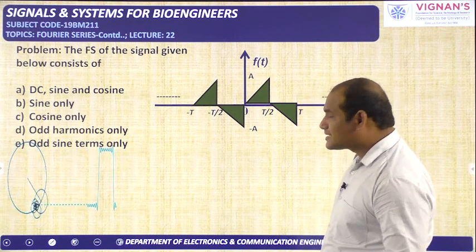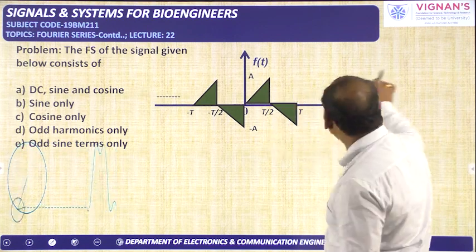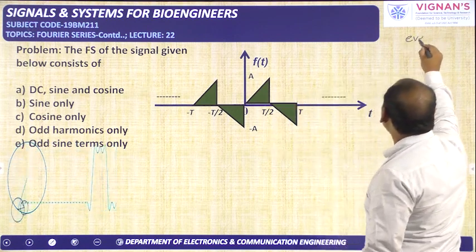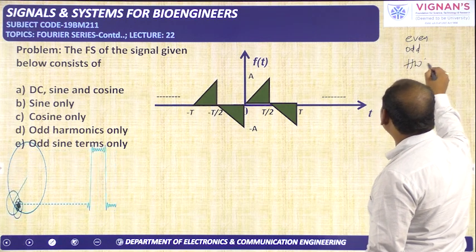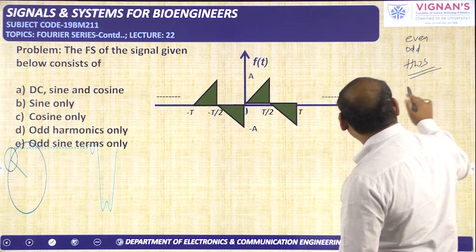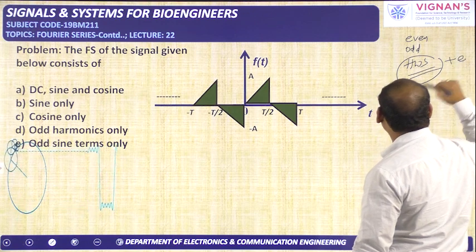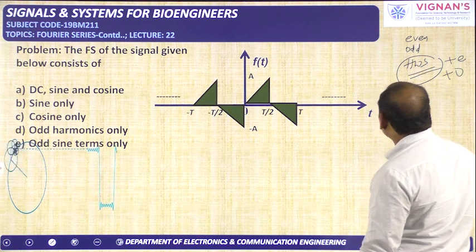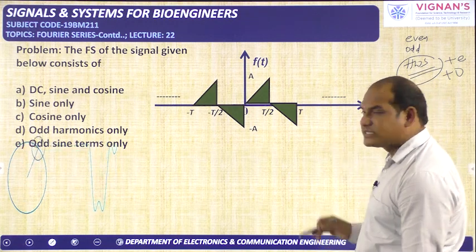In order to answer this one, we need to know what symmetries are available here. So we need to check even symmetry, odd symmetry, and half wave symmetry. These three things we have to check. In addition to half wave symmetry, it may contain even symmetry also, or odd symmetry also. So combinations also we need to check. So carefully you need to observe this one.